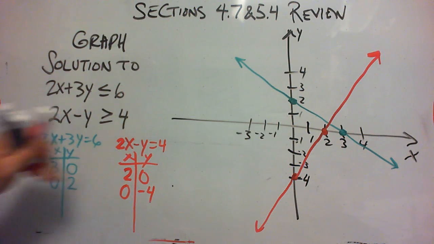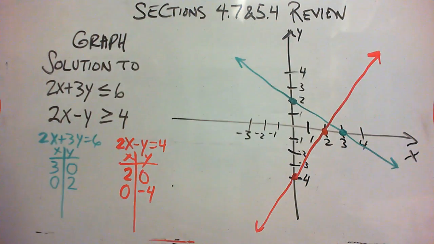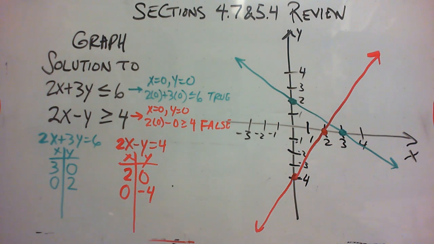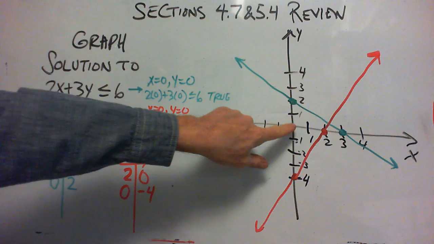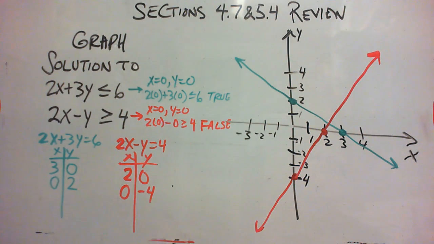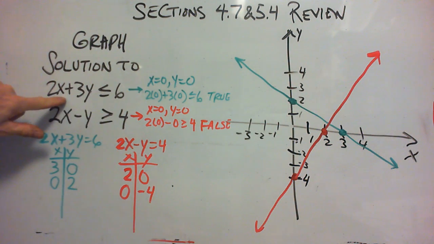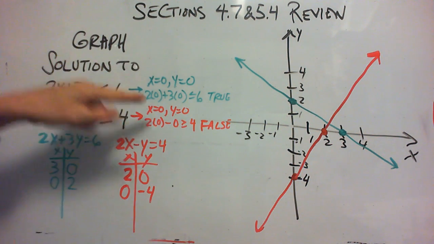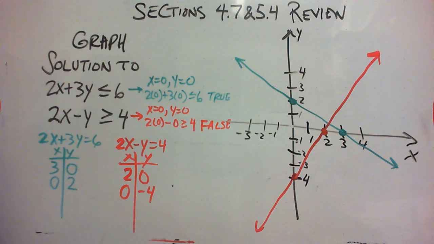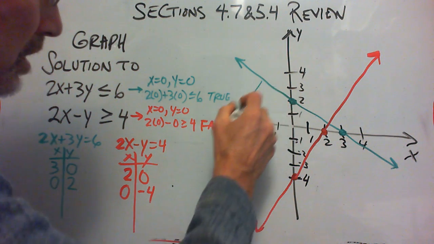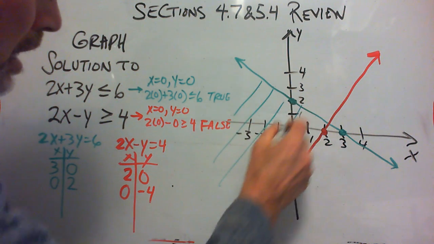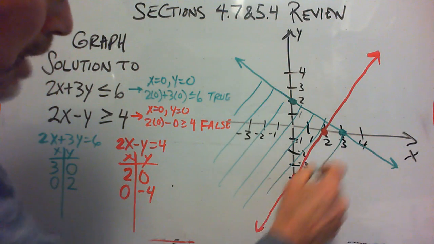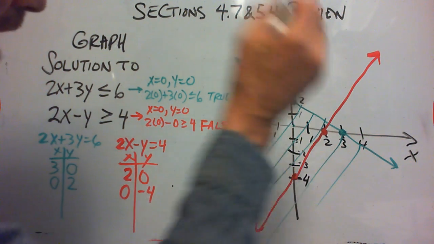Now, figure out which side of these lines to shade. So pause the tape and do that. Okay, so I'm going to pick that 0, 0 point for both of these. When I plug 0, 0 into the top inequality, I get 2 times 0 plus 3 times 0 less than or equal to 6. That's true because you get 0 less than or equal to 6. So that means for this graph in green, I shade to the bottom, the side that contains 0, 0.